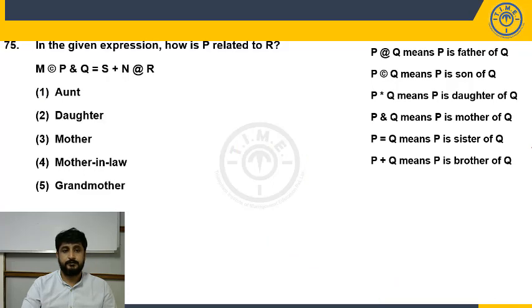Choice 2. Next. In the given expression, how is P related to R? So these ones are very easy. You have to draw the family tree diagram and you have to confirm which relation is between P and R. Now what is given here?